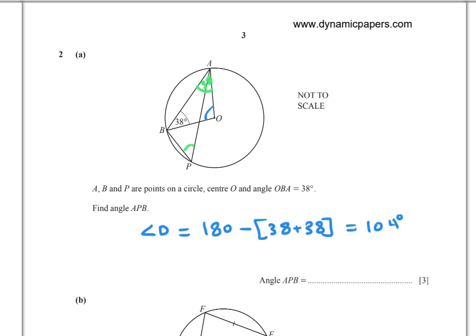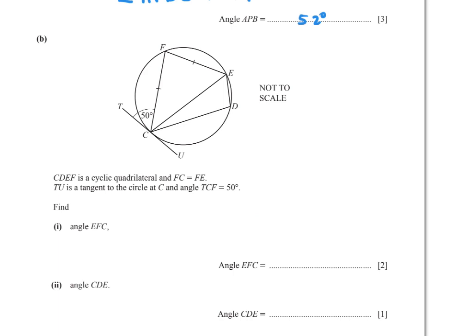Now angle APB equals half angle O, so angle APB equals 104 divided by 2 equals 52. So this angle is 52.